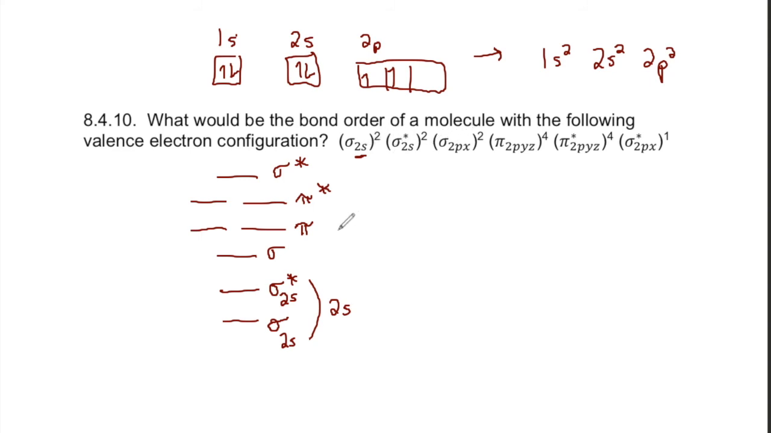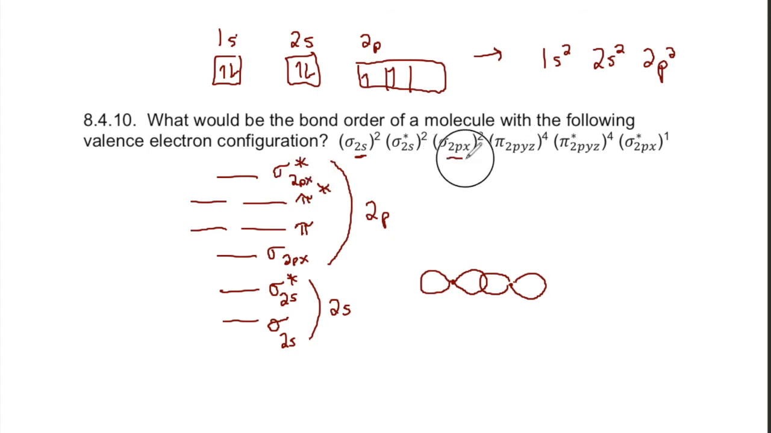Then comes another sigma. These ones come from the 2p. The sigma comes from the 2p that are along the x-axis, because these are the ones that face each other and make a sigma bond. So these are the 2px. The sigma bonding and the sigma anti-bonding are like that. So we have 2px as the subscripts for the sigma bonding and anti-bonding.